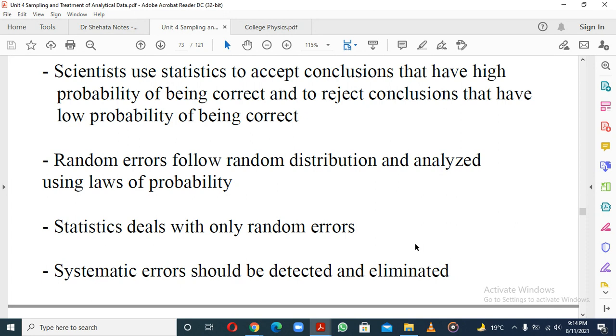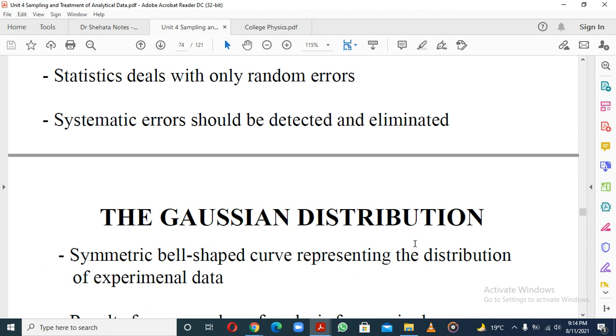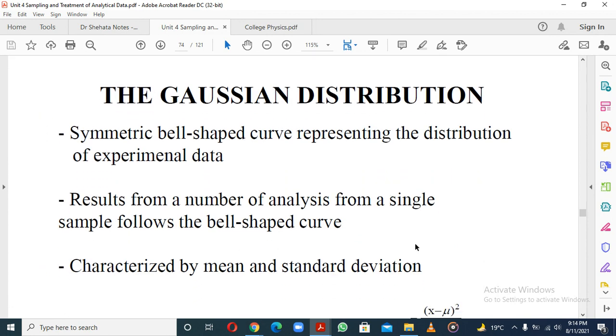Then random errors follow random distribution. We are using the random distribution because these are random errors, and so they are going to be distributed randomly. You can't really say, okay, this is the error that I'm going to have. So that's why statistics deals with only random errors, because systematic errors, you can detect them and eliminate them, so there is no problem with them, isn't it? So now we talk about the Gaussian distribution. This is a symmetric bell-shaped curve.